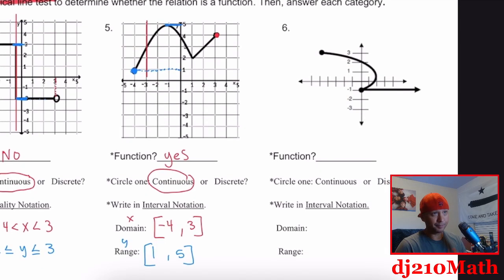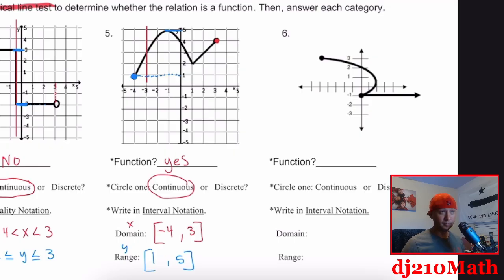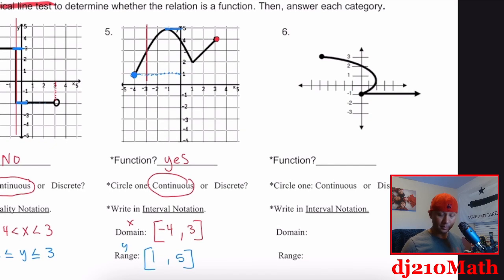Number 6. So here, vertical line test. We draw a vertical line, and then we see, is there a place where it touches the graph twice or more than once?